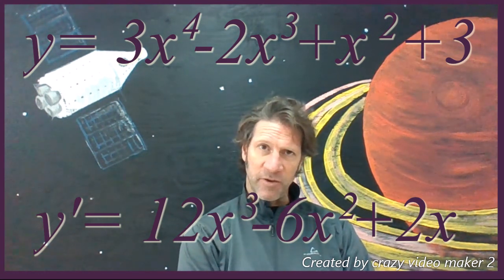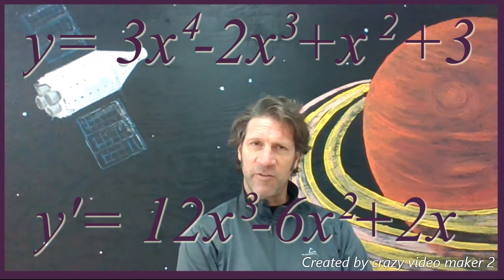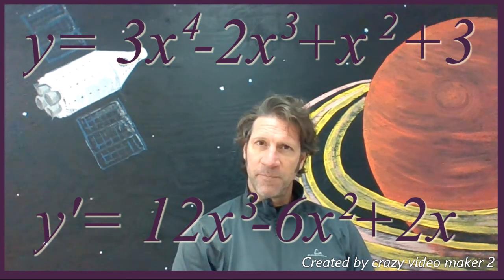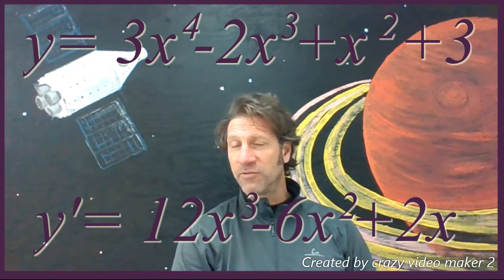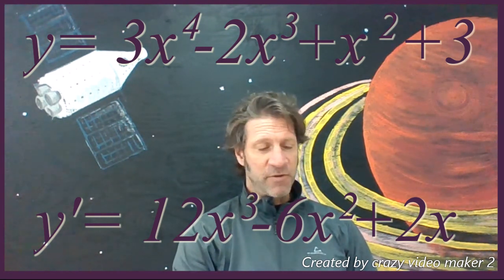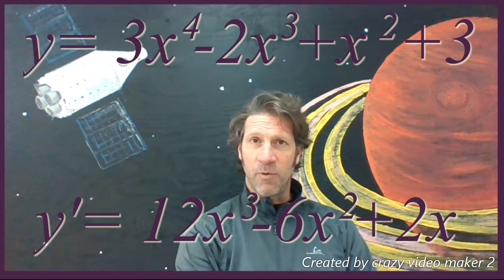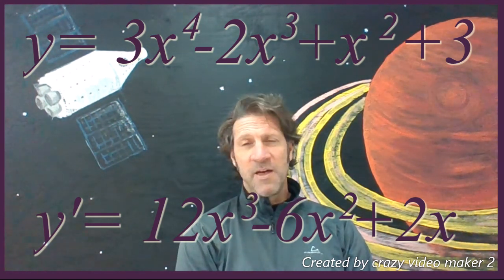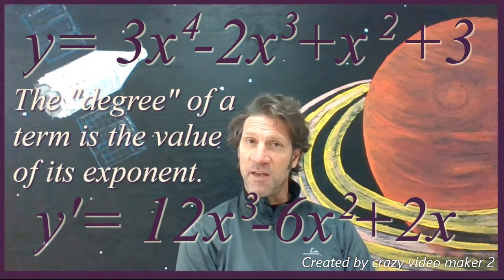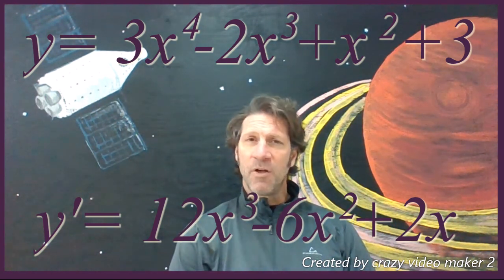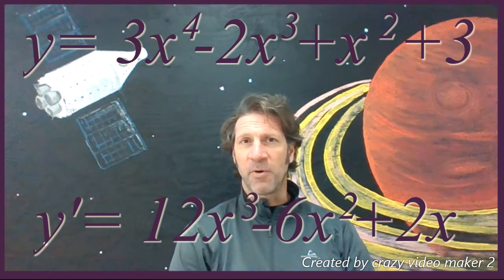I hope one of the patterns you noticed was that the original function had a 3x to the fourth, and the derivative had a 12x cubed. And the original function had a minus 2x cubed, and the derivative was minus 6x squared. In both cases, the degree of those terms comes down by 1, but also the coefficient and the old exponent get multiplied together.